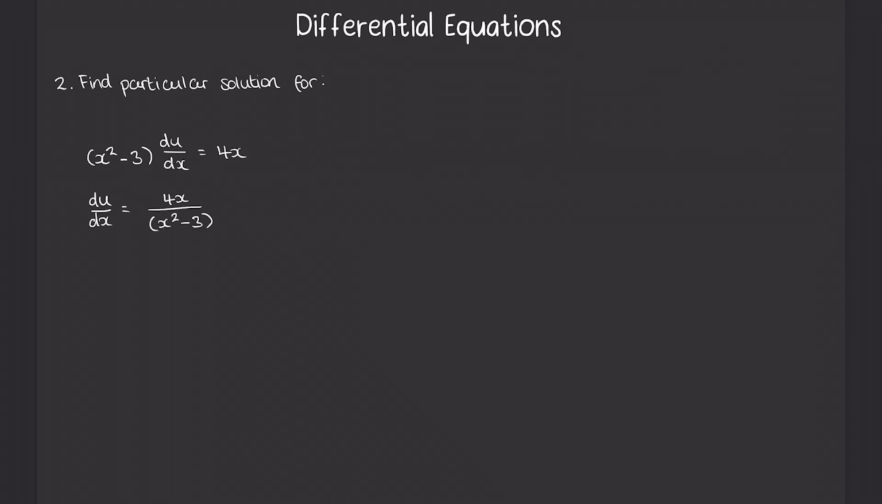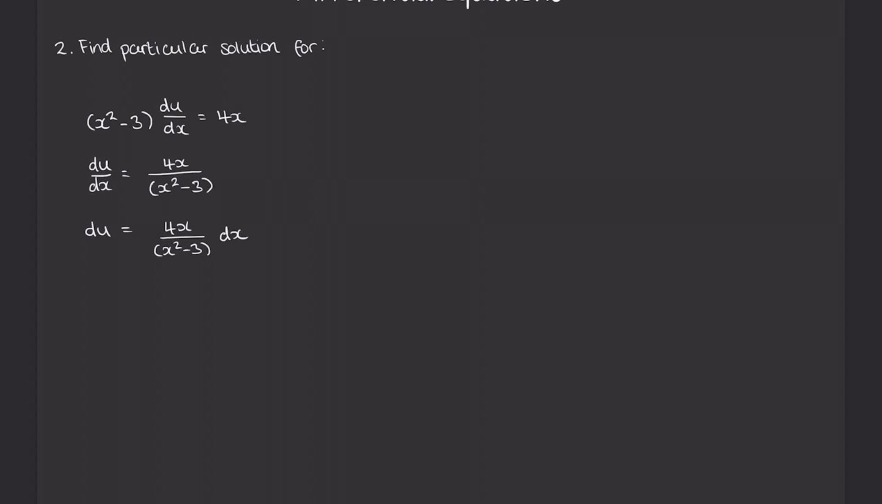So we've got something a little bit nicer here. It looks a bit more familiar. And then what we can do is multiply both sides by dx, like we did previously, and we get 4x over x squared minus 3 dx. Then we integrate both sides. So we do the integral of du, which is just u, and then the integral of 4x over x squared subtract 3 with respect to x. So then we get u is equal to, what can we do here?